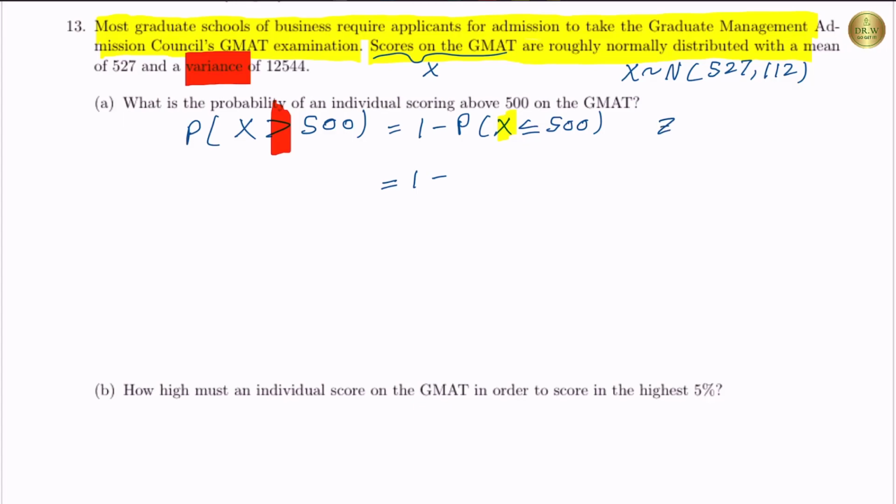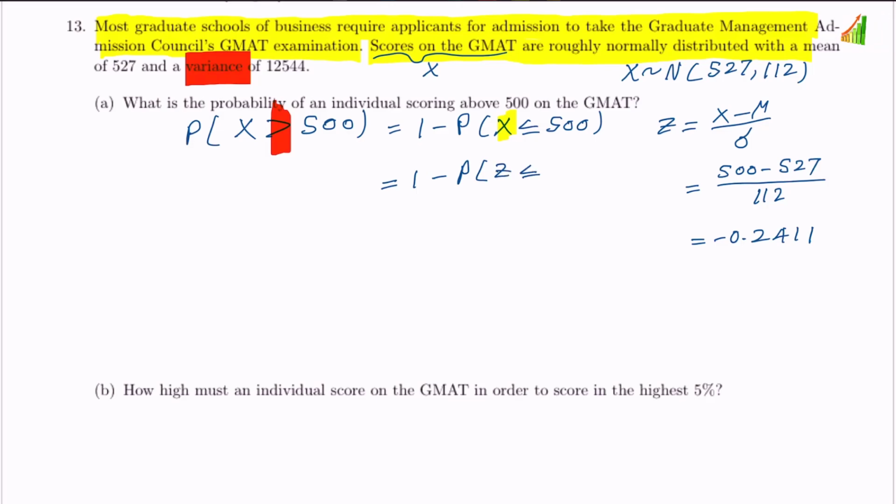So we need to find the z score. How do we find the z score? z equals x minus mu over sigma. So x here is 500 minus mu 527 divided by sigma, 112. So this is negative 0.2411. The probability z less than or equal to negative 0.2411.